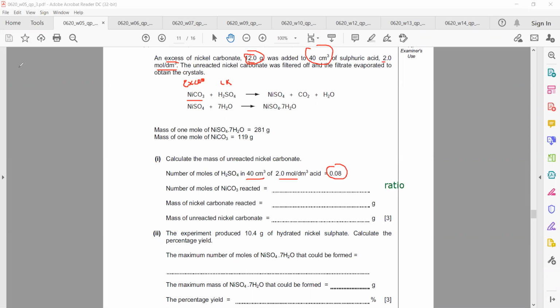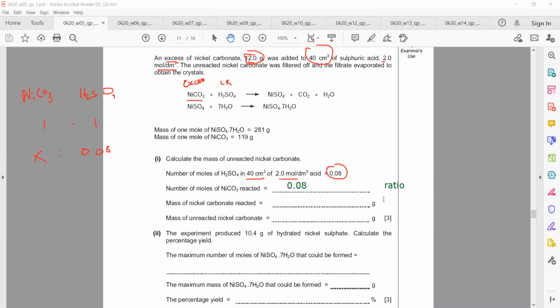And what ratio will we take? We will take a ratio between nickel carbonate and sulfuric acid. The ratio between them is 1 is to 1. 0.08 moles of sulfuric acid, then the same number of moles will be there for nickel carbonate, which equals 0.08. Then these 0.08 moles of nickel carbonate are the ones which reacted. Mass of nickel carbonate reacted.